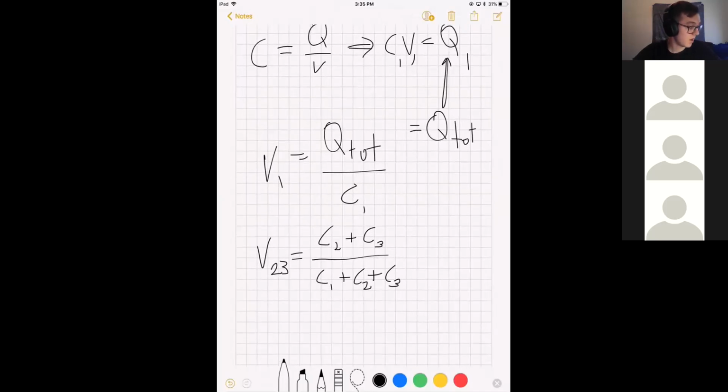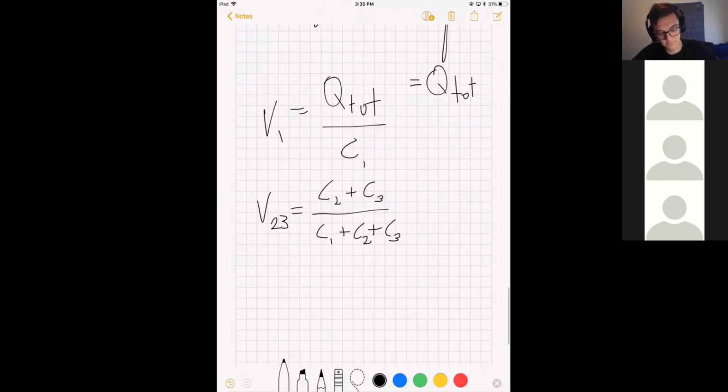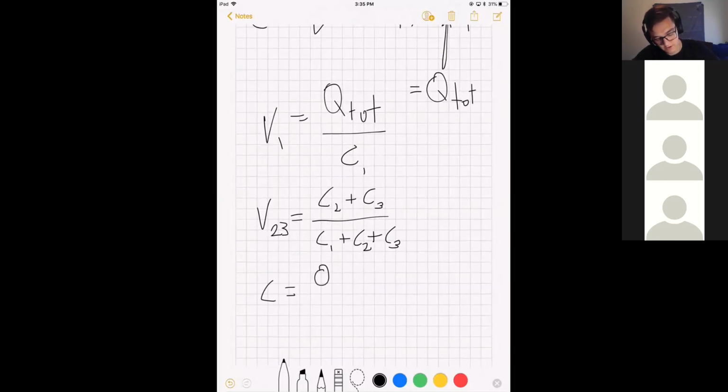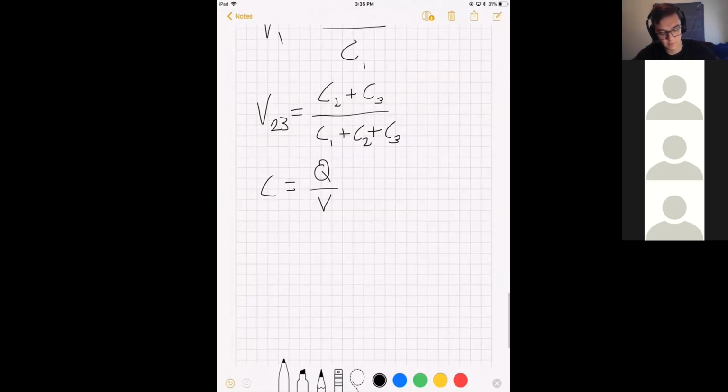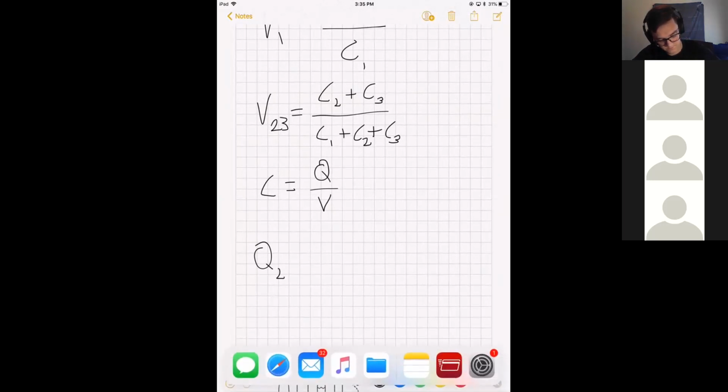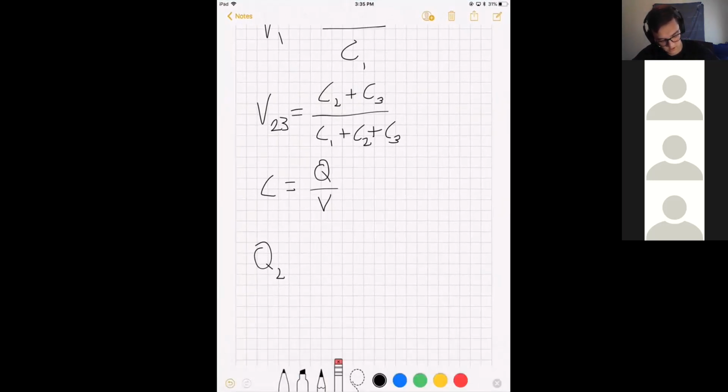And now we're almost there, because if we want to figure out what Q2 is, we can apply C is equal to Q over V one last time. So we have V now. We want to solve for Q, so if we want Q2, we just multiply V23 by C. V2 is equal to V23 times C.